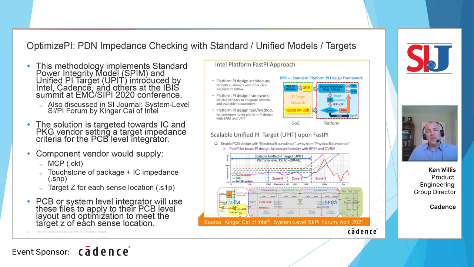Optimize PI has implemented PDN impedance checking using a methodology introduced by Intel, Cadence, and others at the 2020 IBIS Summit. This solution is targeted towards IC and package vendors that need to set a target impedance criteria for the PCB level integrator. The component vendor supplies the MCP header and the Touchstone file for the package and the IC impedance of the PDN, and also the target impedance for each of the sense locations. This target impedance allows the PCB level integrator to optimize their power distribution network to meet the requirements of the IC.